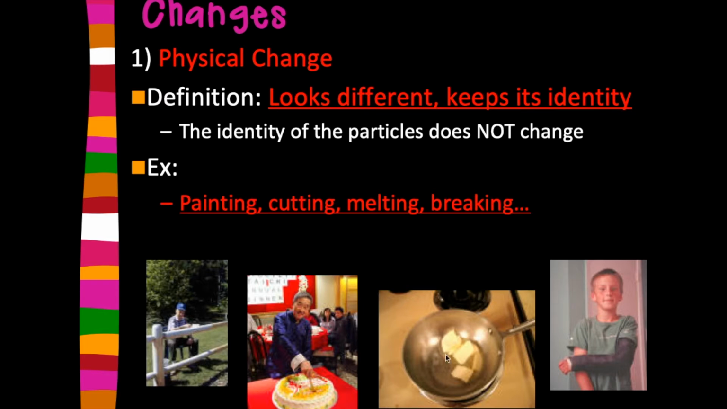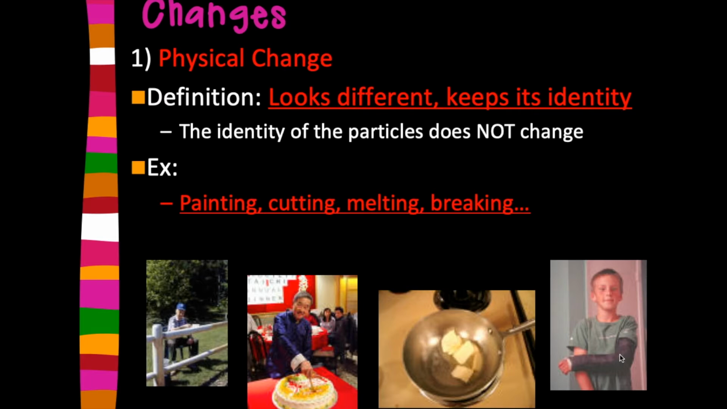If you melt something, maybe you want to melt some butter to pour on your popcorn, it's still butter particles. Or if you break something, like when you break your arm, all of the identity of those particles in your arm, your bone, your muscles, your tendons, they're all still there. The identity is there. They just maybe change their location, change their shape a little bit, and then they'll heal.